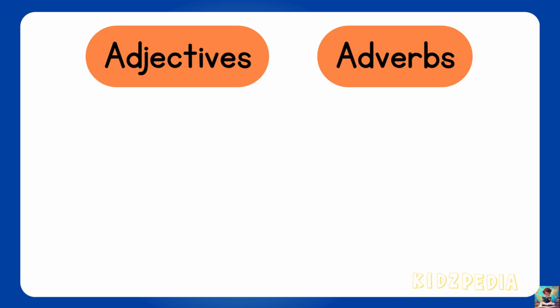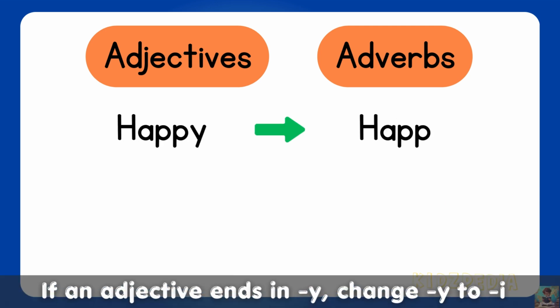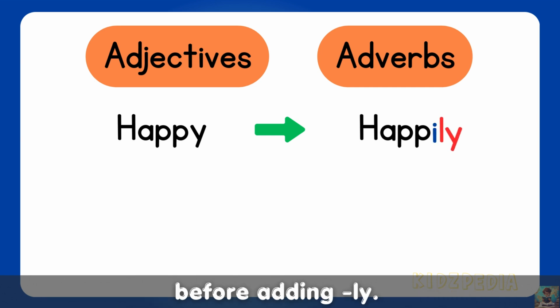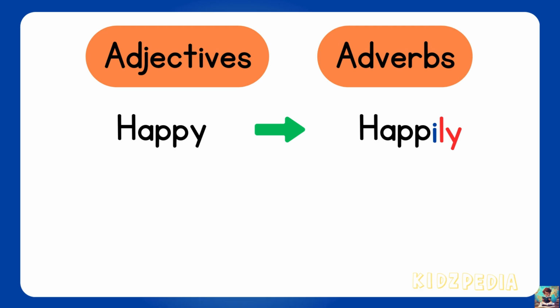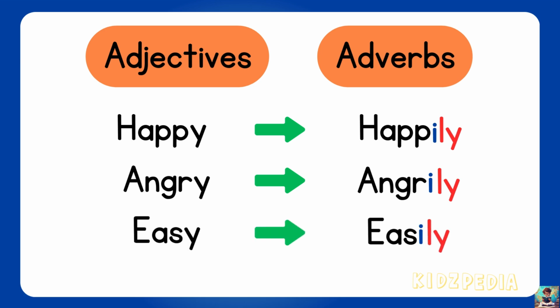But if the word ends in y, like the word happy, we change the y to i and add ly. Similarly, angry becomes angrily, easy becomes easily.